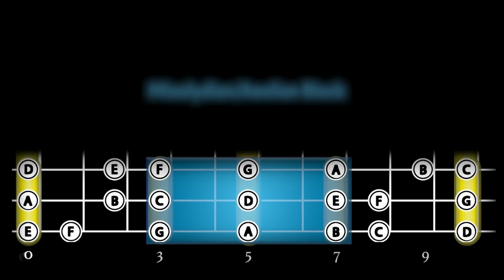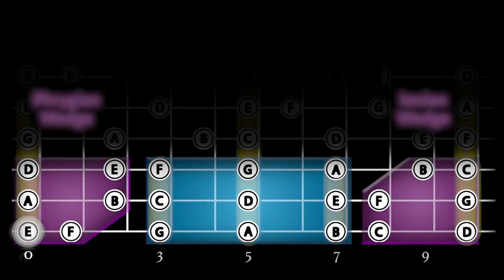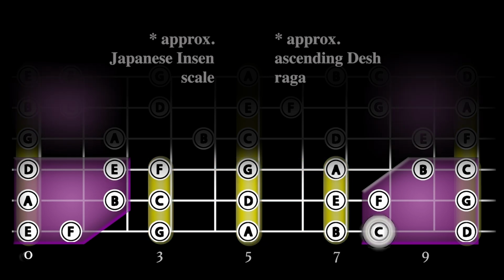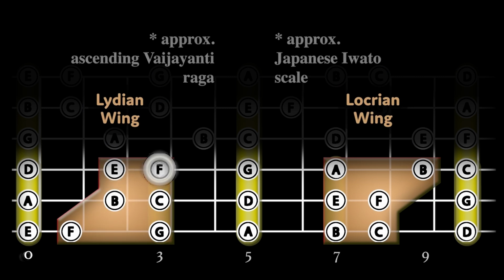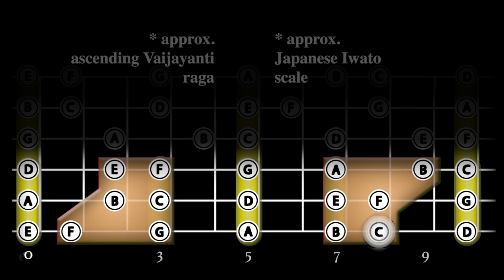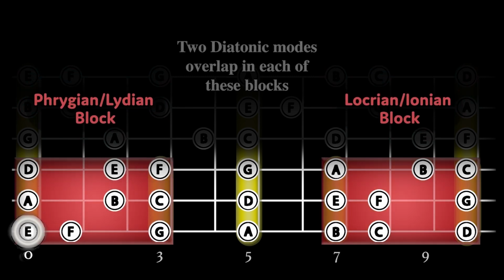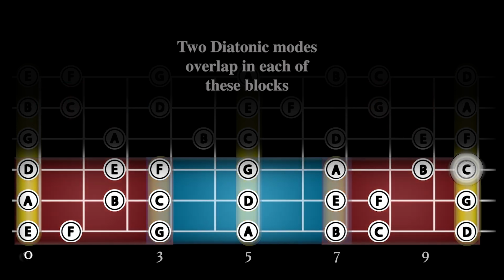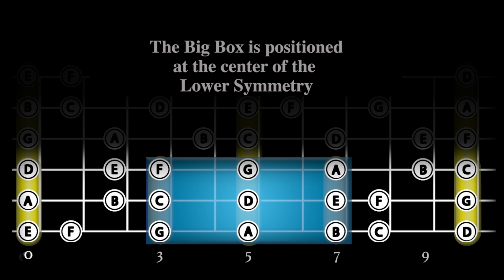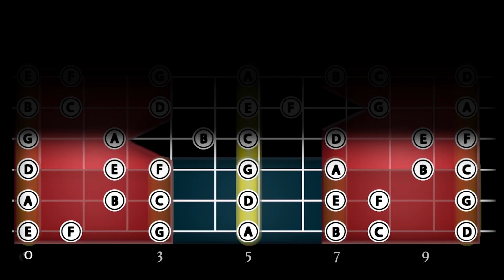The big box combines the Mixolydian and Aeolian modes, and on either side of it, there are other symmetrical patterns. The big box is positioned at the center of the lower symmetry. And so from there, we can go outward and upward in both directions.